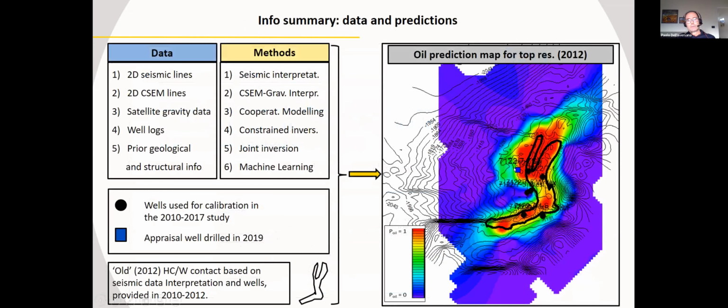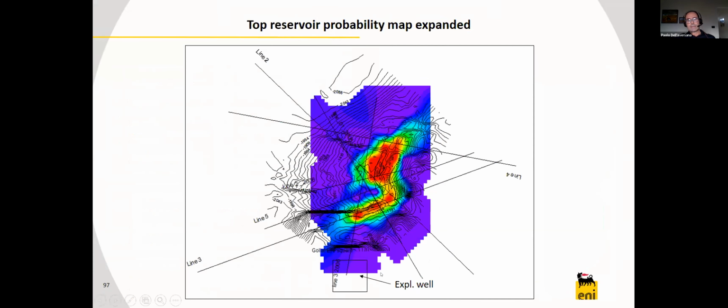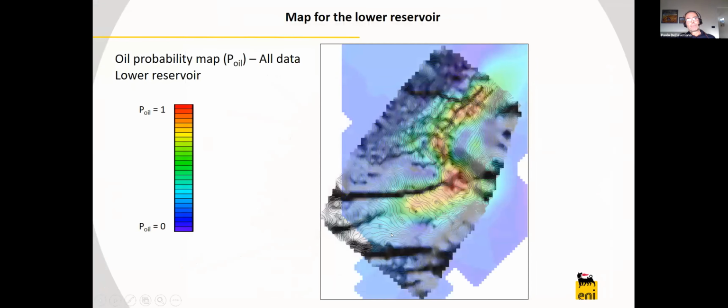Again, this is the first slide that I showed you in my talk. So this is the oil discovery, whereas this is the dry well. Unfortunately, this was dry, and it is fully consistent with the low probability values that we have in our probabilistic map.